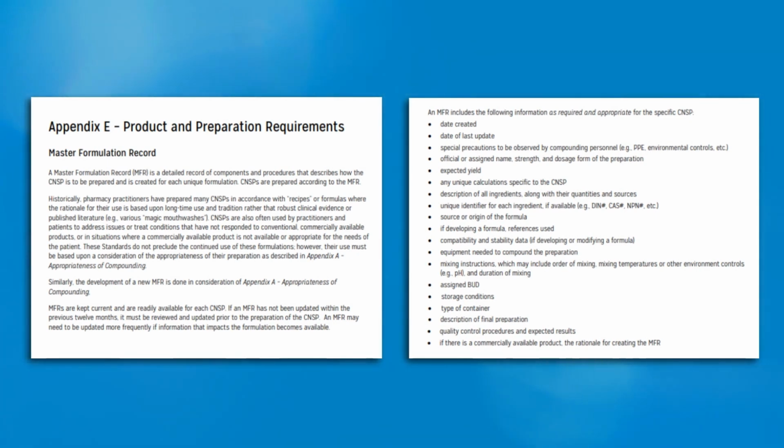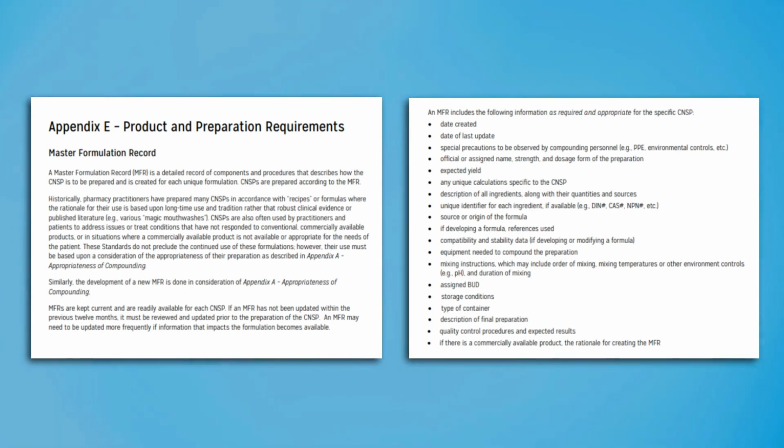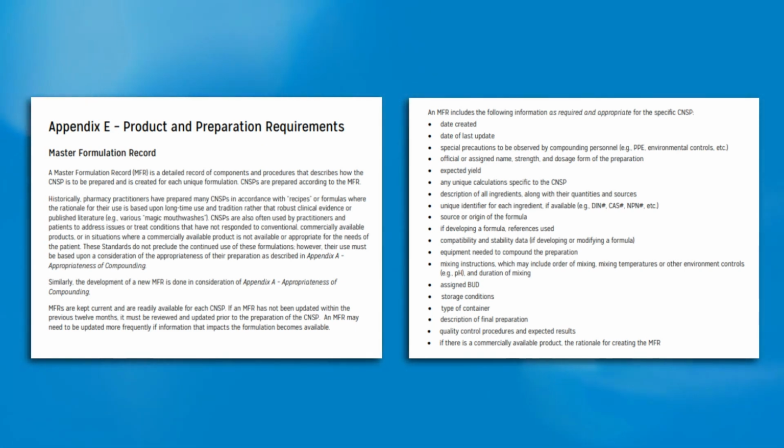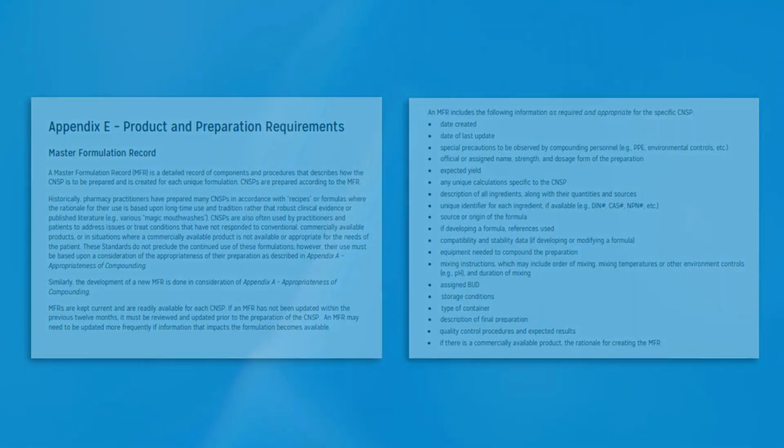Appendix E lists the required information that must be included in an MFR. We will review each item in this module and walk through developing an MFR for a simple compound. Remember, most of the information required in an MFR is probably already included in your compound files.